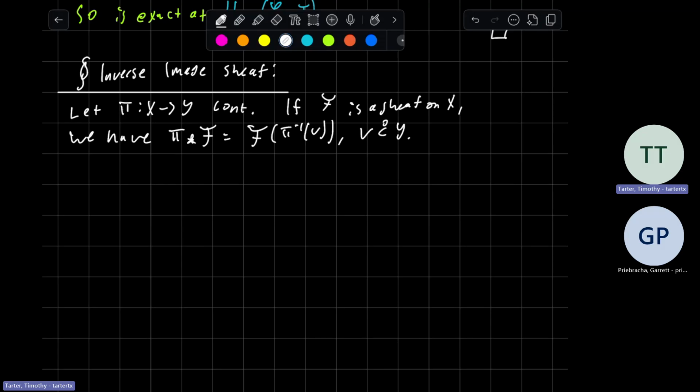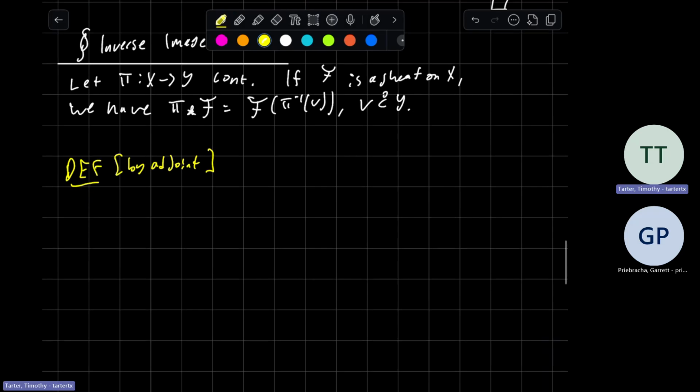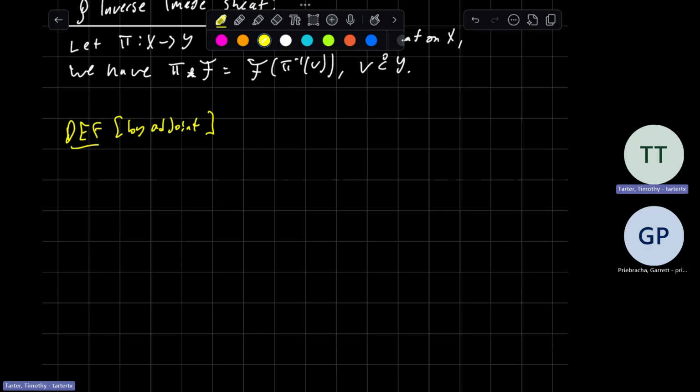There's also a notion of an inverse image sheaf. Definition by adjoint: the inverse image sheaf pi inverse is the left adjoint to pi star.